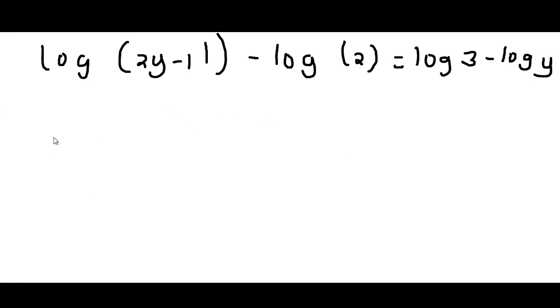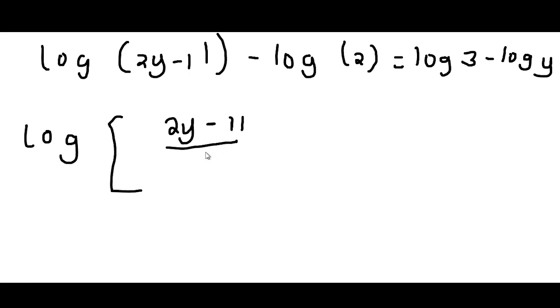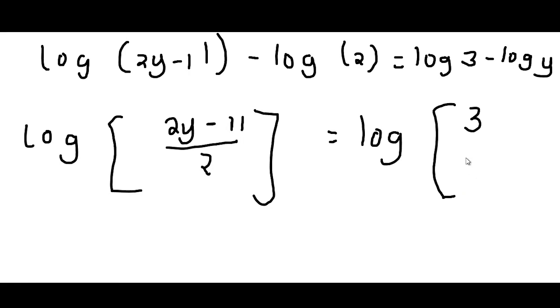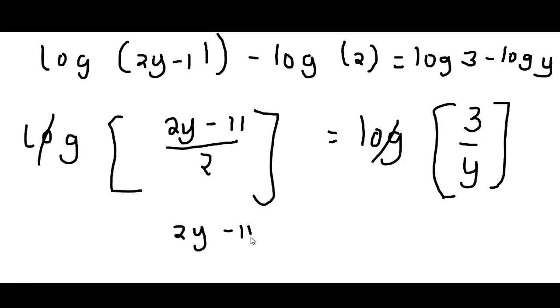So as we can see here, we can just write it as a single log. On this side there is subtraction, so we have to divide. So it will be log of (2y minus 11) over 2 equals log of 3 divided by y. So this log and this log cancel out, and we're left with (2y minus 11) over 2 equals 3 over y.